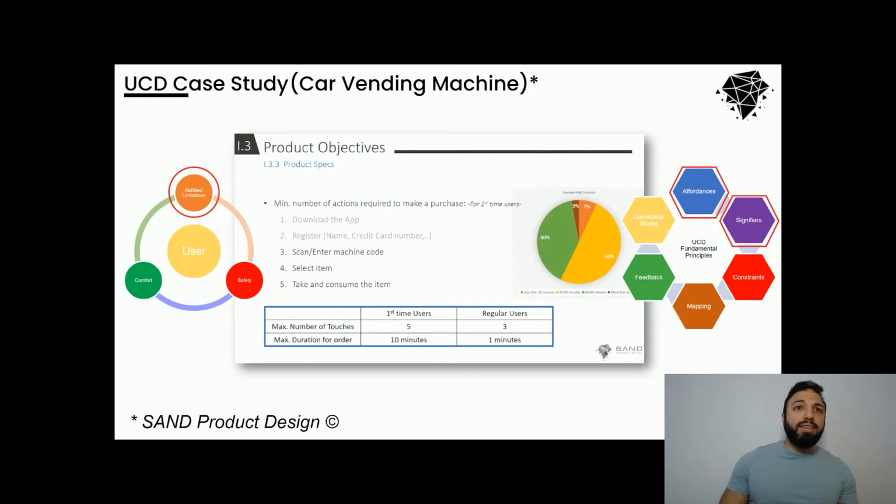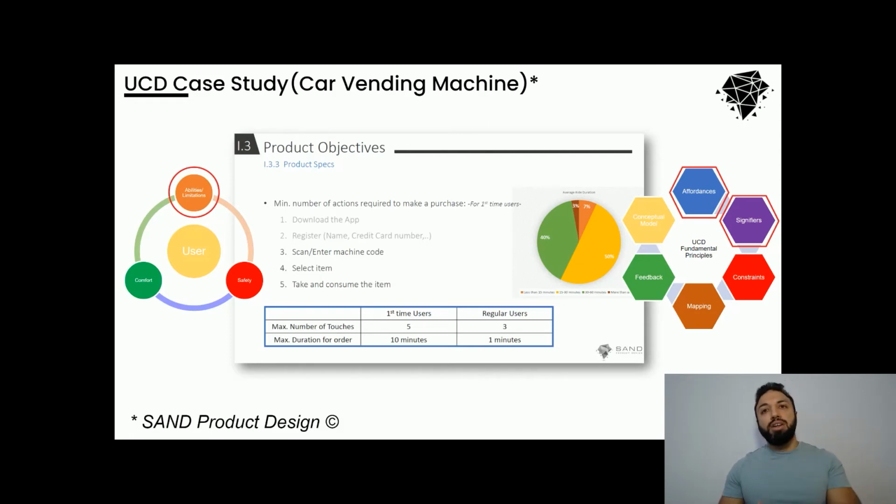So once we did that, we had a couple of things to figure out as well during the design journey, which was the number of touches, i.e. how many touches for a first-time user to get a snack out of that vending machine. And we defined that as 5 touches. In this case, there was an app involved. So there is download the app, register name, and so on. And there is select item, or scan item, select item, and take and consume item. So these are 5 steps.